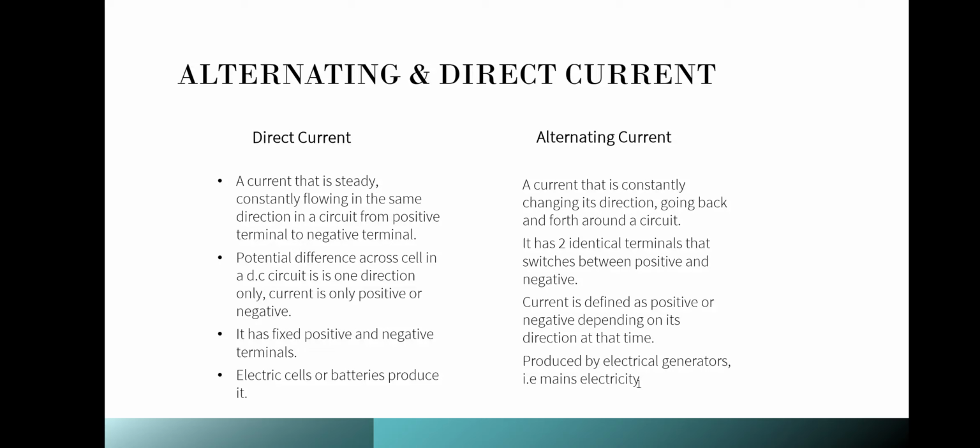Whereas alternating current, the word alternating tells you, is a current that constantly changes its direction, going back and forth around the circuit. Instead of having two fixed terminals, positive and negative, it has two identical terminals that switch between positive and negative. Similarly, current is also defined as positive or negative depending on its direction at that time, and it is produced by electrical generators.